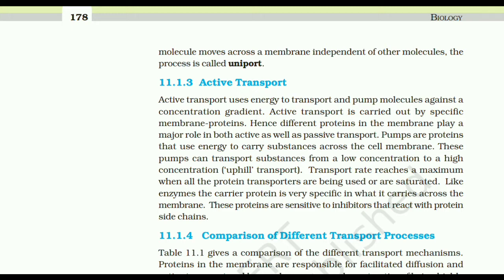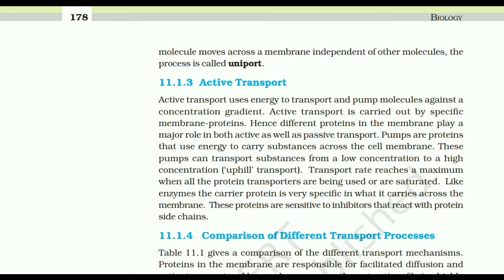11.1.3 Active transport. Active transport uses energy to transport and pump molecules against a concentration gradient. Active transport is carried out by specific membrane proteins. Hence, different proteins in the membrane play a major role in both active as well as passive transport. Pumps are proteins that use energy to carry substances across the cell membrane. These pumps can transport substances from a low concentration to a high concentration, that is, uphill transport.